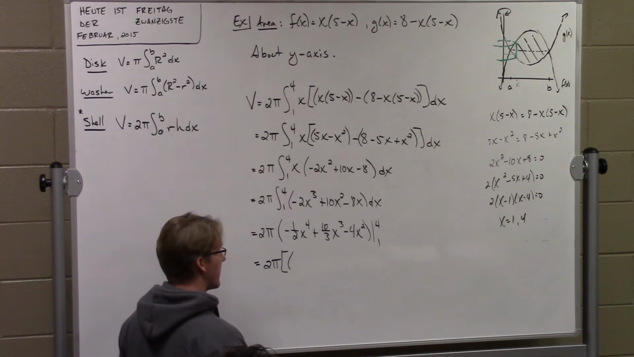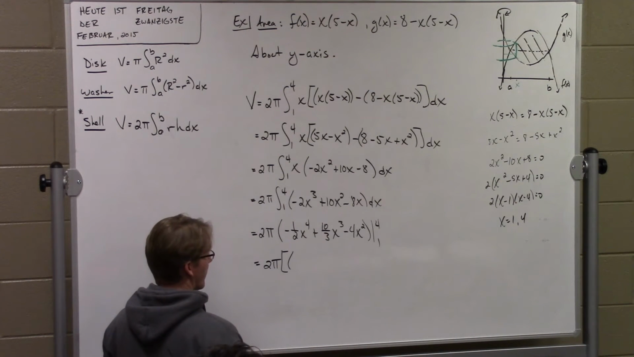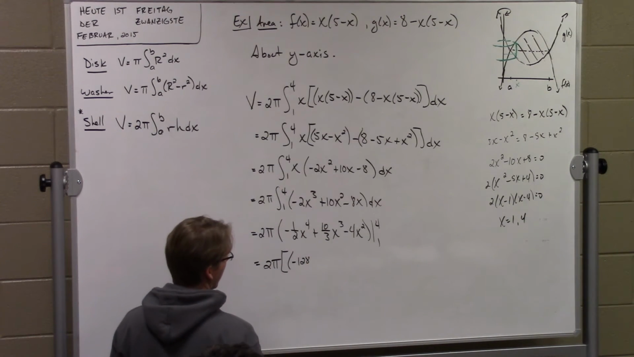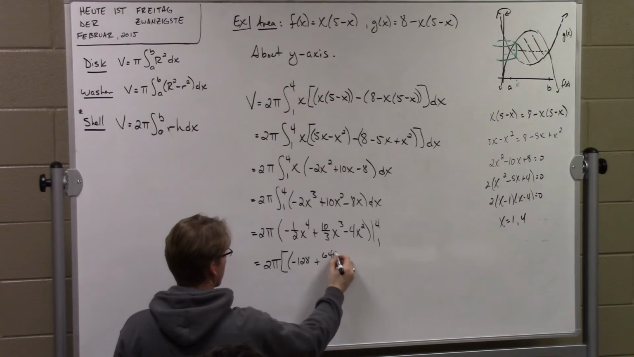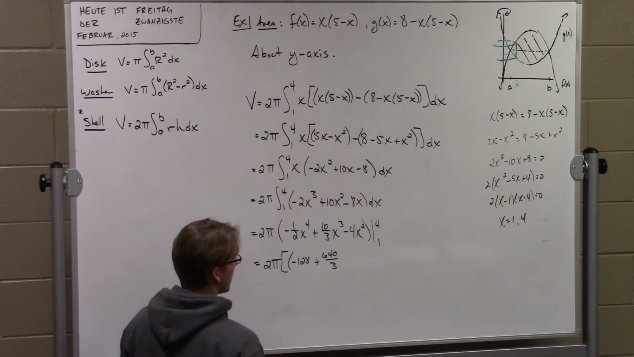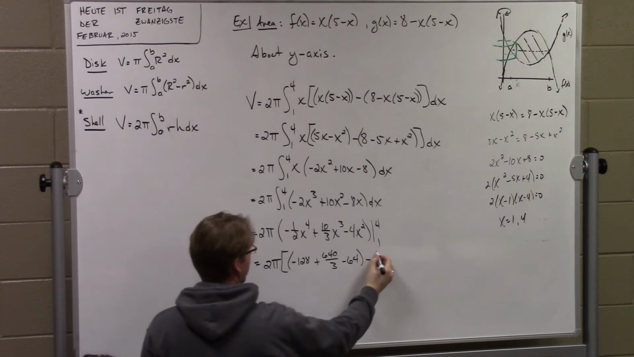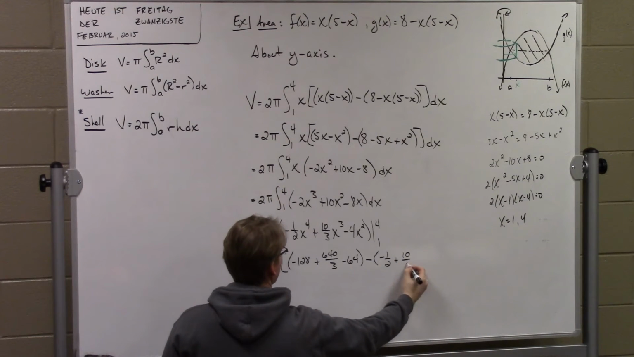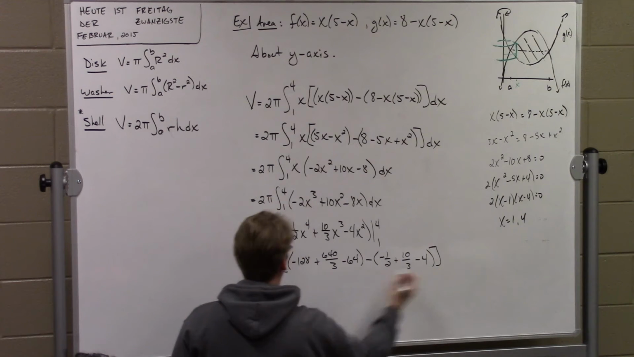This one's going to be slightly more irritating because we don't have a 0 in it. Alright, 4 to the 4th is 256, divided by 2 is 128, I think. 64, 640 over 3, 64, minus, then we're going to stick in 1 and get negative 1/2 plus 10/3 minus 4. Okay.